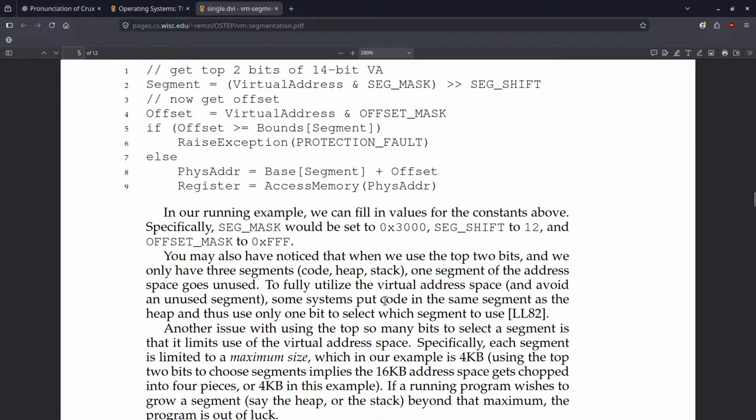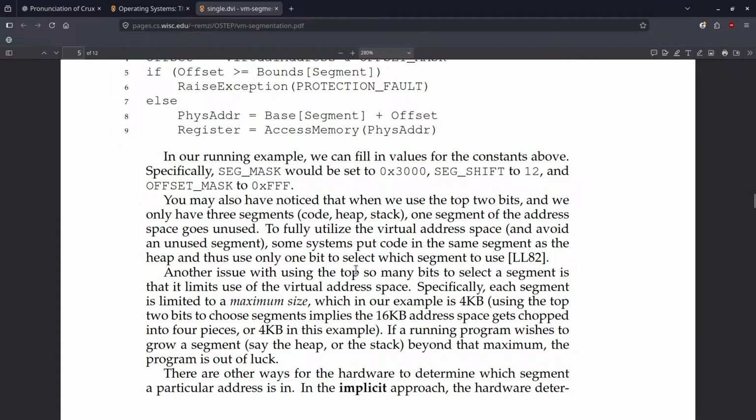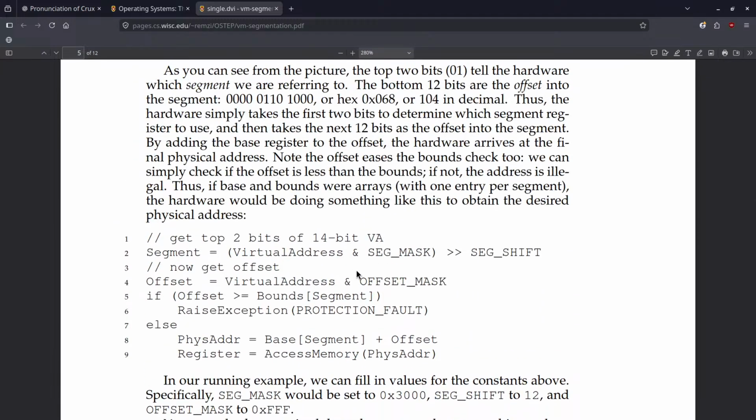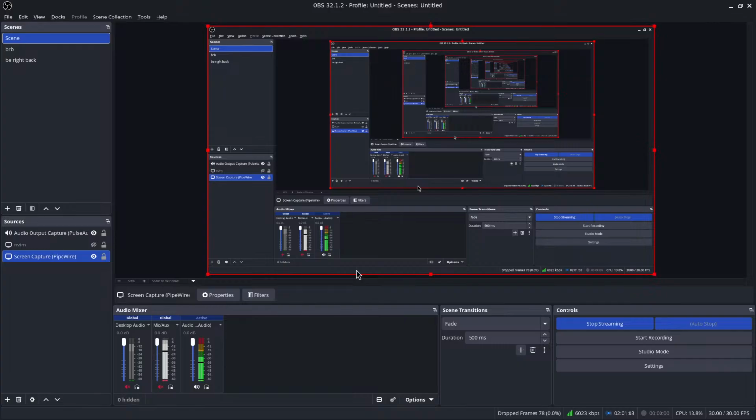Another issue with using the top... I feel tired, I can't continue doing this. Maybe I'll do it tomorrow. 2 hours, I think that's it for today.